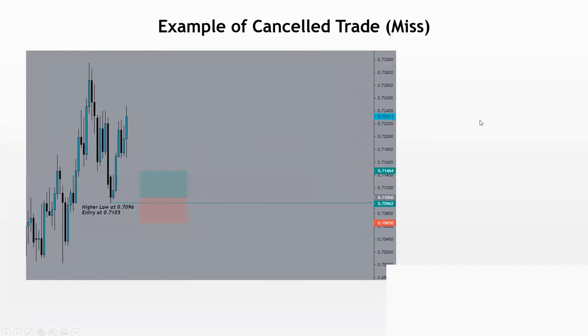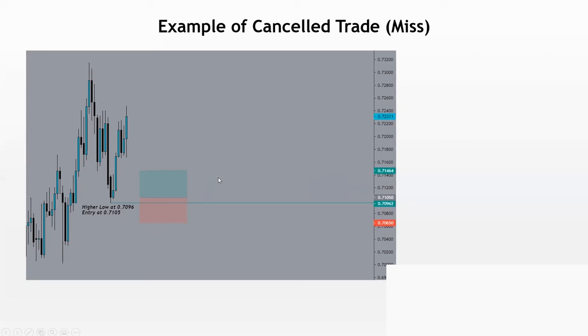Okay? Let's look at an example of a mistrade. So this was a higher low, and the higher low you can see was at 0.7096, and let's ignore the last number. So it's 4 pips from the round number. Because we are buying, what is price going to hit first? It's going to hit 0.7100. So we add 5 pips to that number for the buffer, and this is the trade here.